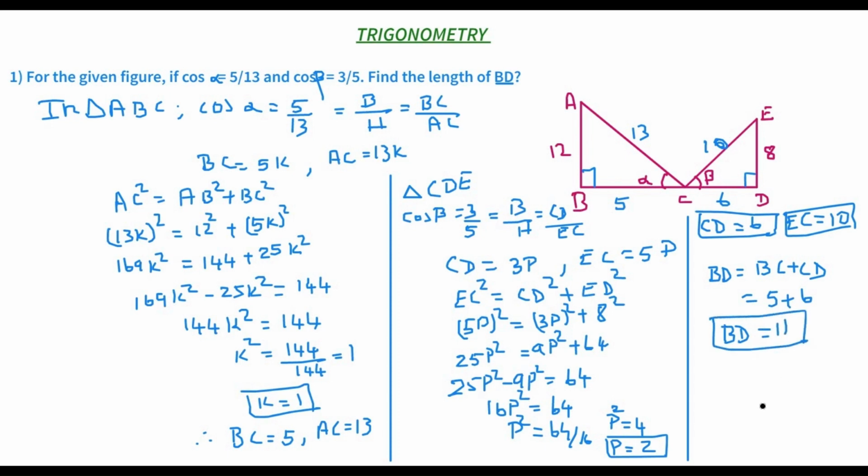Isn't it easy now to find? We just took two different right angles, found out the values of the base and the hypotenuse, and found the final answer. So this is the way you always split the question and find out the answer for that particular question. So I hope this method is easy for you to understand.